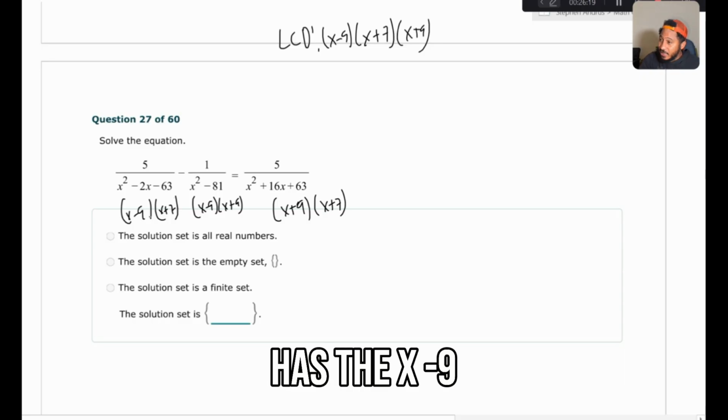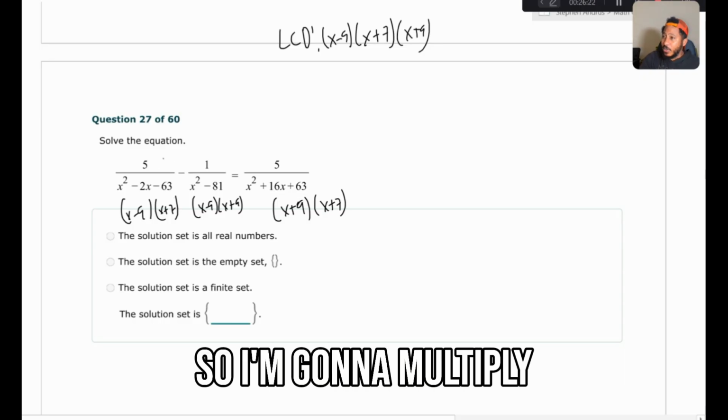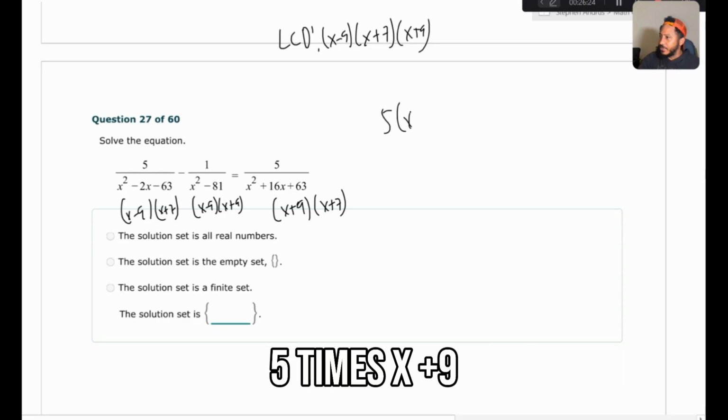But notice this one has the x minus 9, x plus 7. It's missing the x plus 9. So I'm going to multiply the numerator times x plus 9, 5 times x plus 9.